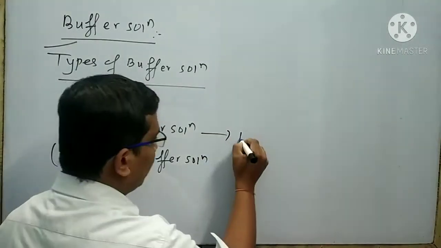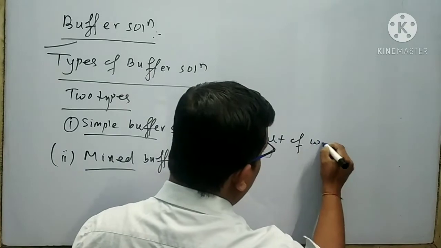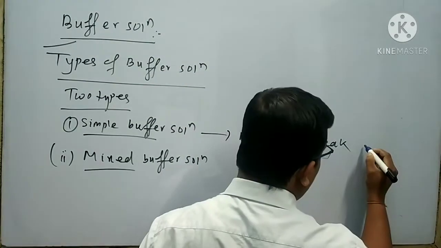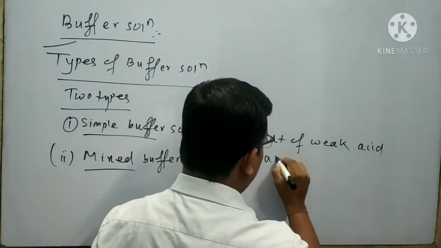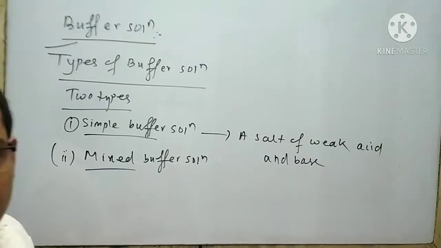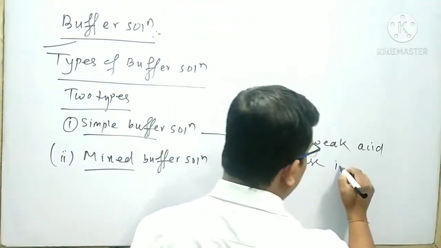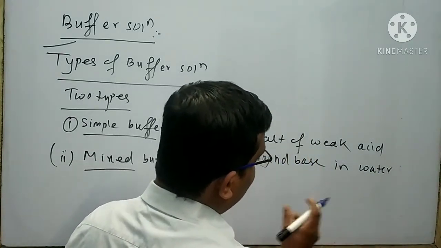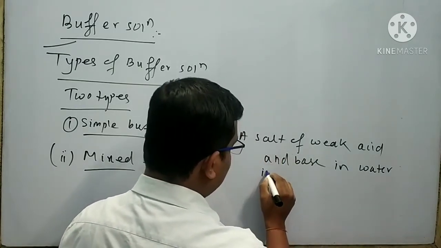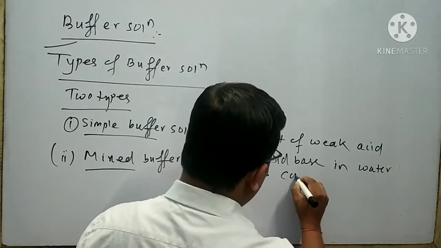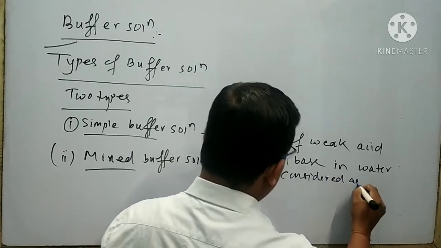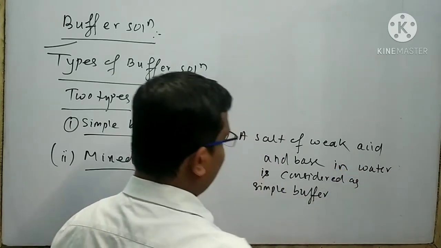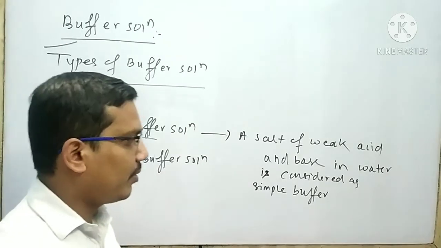A salt of weak acid and weak base in water acts as a simple buffer. Again I will repeat, a salt of weak acid and weak base in water is considered as a simple buffer. Suppose we take an example: how can you prepare a simple buffer?